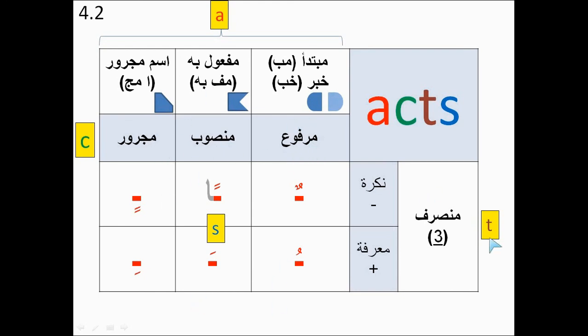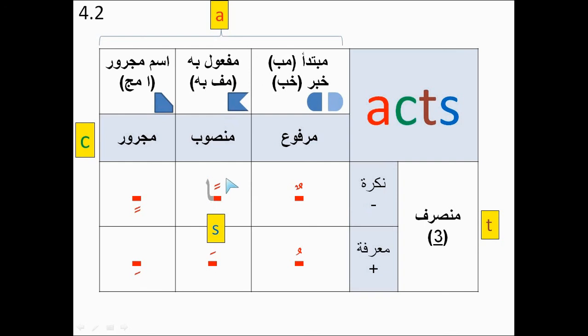Then we go over to the right hand side and we look at the T. What type of word are we talking about? At the moment we only have one type, munsarif, but we have 2 subtypes in munsarif. Is it nakira or is it ma'rifa? Once we've worked out which one it is, we know which row we're dealing with, and where the column and the row join, that's the S, the sign we're going to give our word.